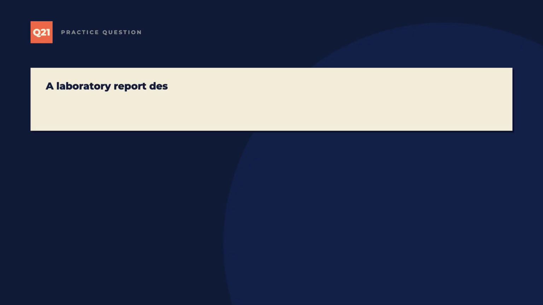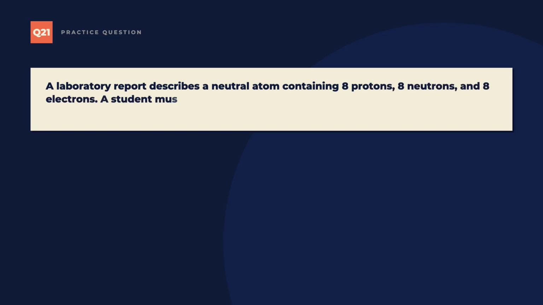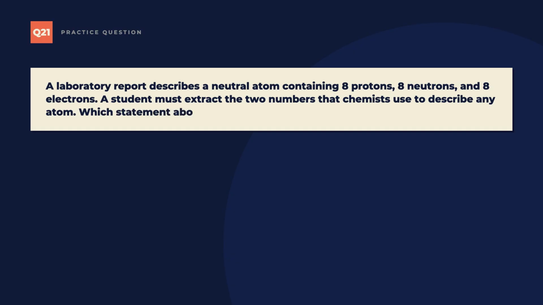Question 21. A laboratory report describes a neutral atom containing 8 protons, 8 neutrons, and 8 electrons. A student must extract the 2 numbers that chemists use to describe any atom. Which statement about this atom is correct?